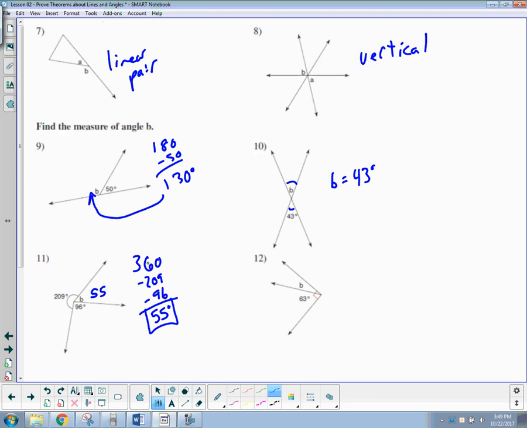Don't confuse this with the one up here with the supplementary. This is implying we're going around the whole thing. So that's 360. If we're just talking about a straight line, that's 180. Do not confuse these two. 12, with that little red box there, that means these two are complementary, which means they should add up to 90. If I have 90, I spent 63. What's my leftovers? 27. Good.